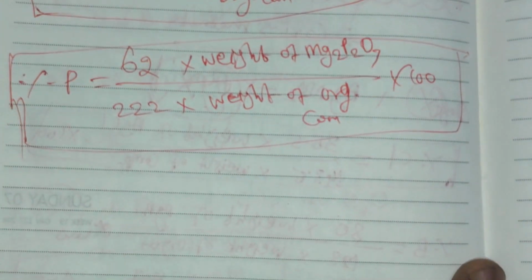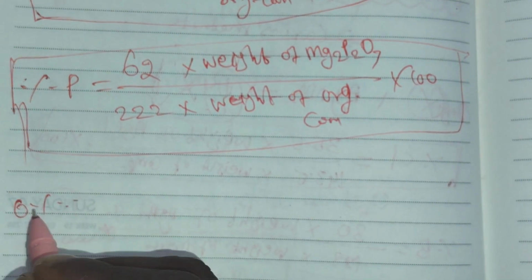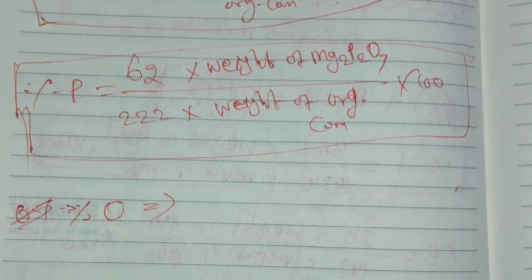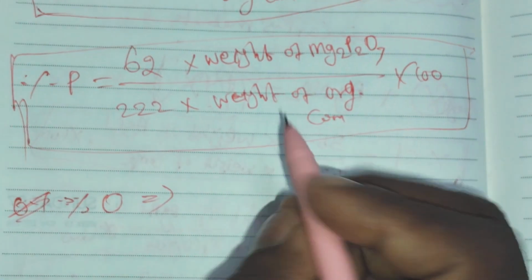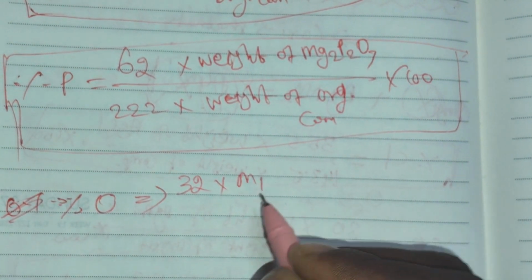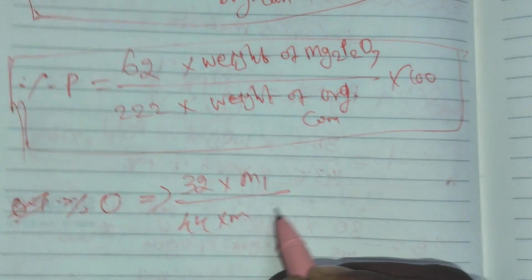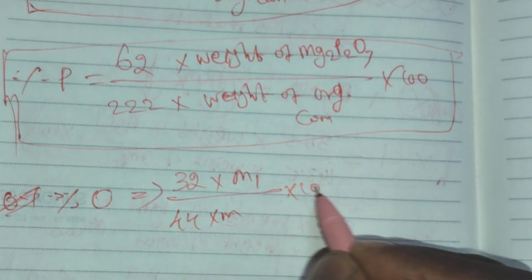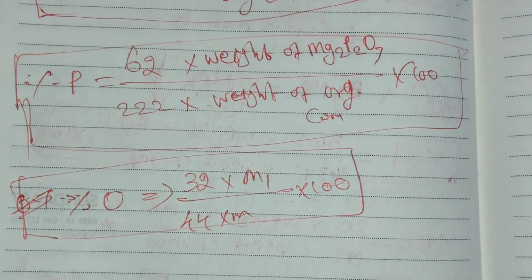The next case is the percentage of oxygen. Oxygen is generally converted into carbon dioxide. For that reason, the percentage of oxygen is 32 into the weight of the carbon dioxide, m1, divided by 44 into m. Here m is the weight of the organic compound, and m1 is the weight of the carbon dioxide, into 100. This is the estimation of oxygen in the organic compound.